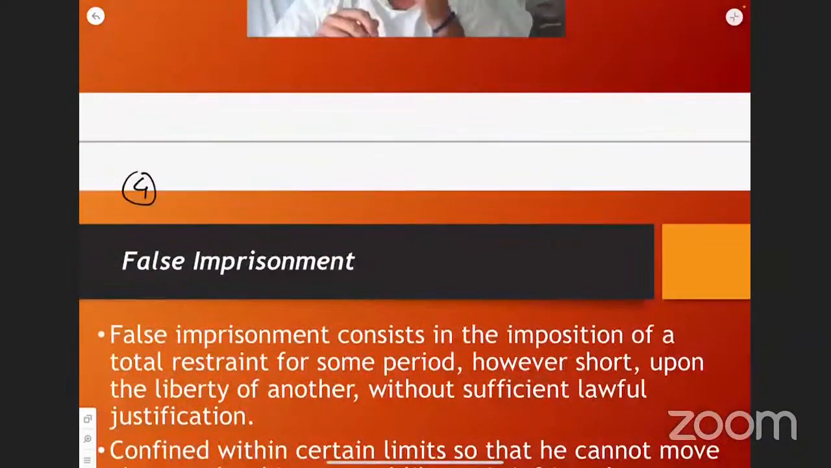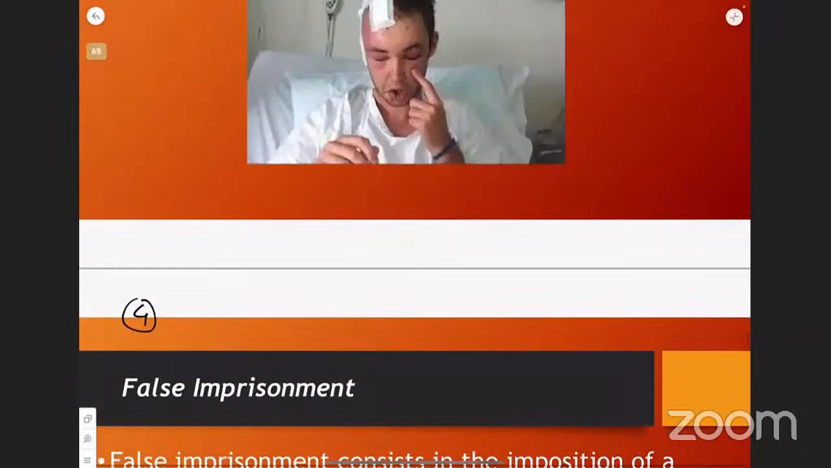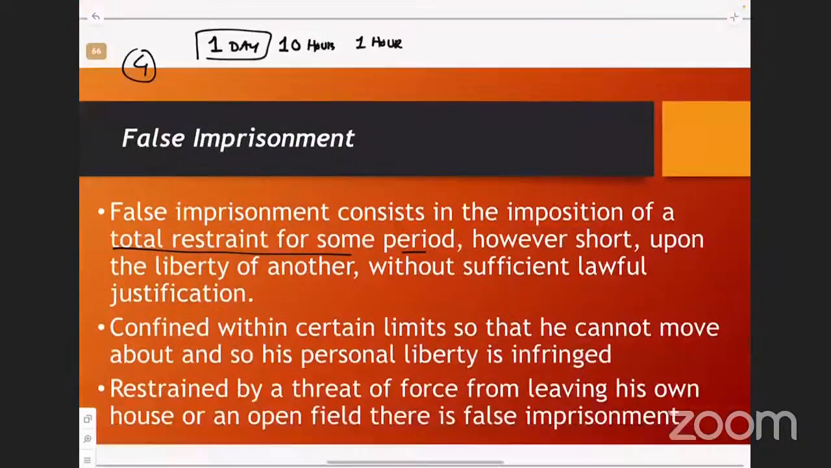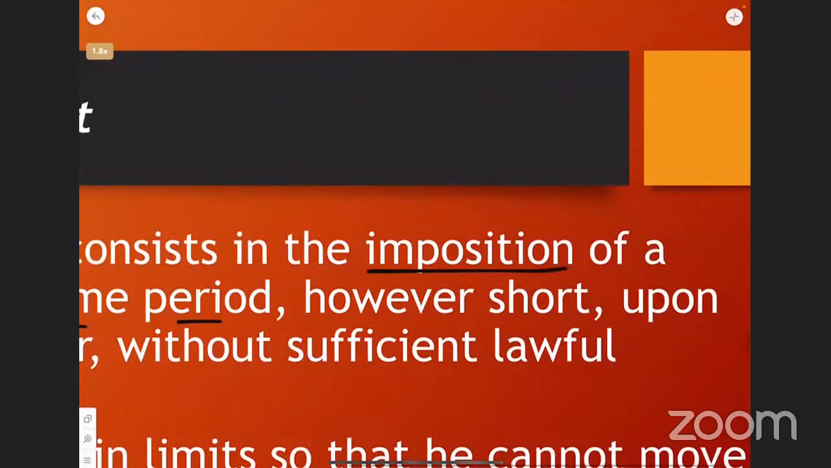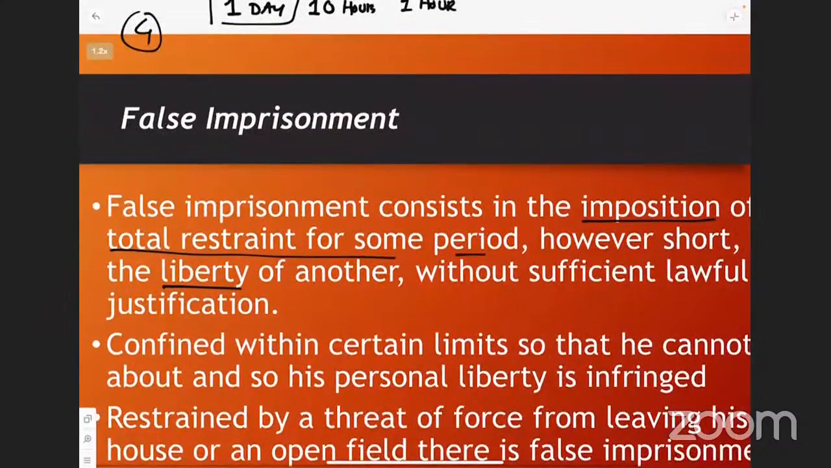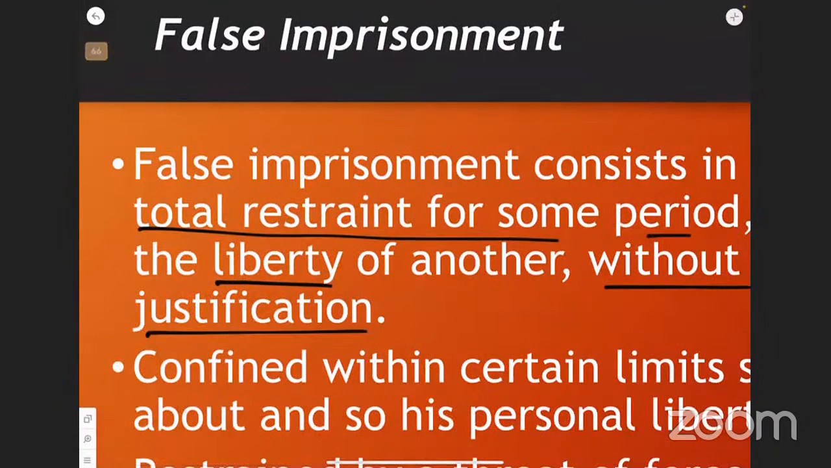Then the fourth one we come to is false imprisonment. What is false imprisonment? You are putting somebody inside four walls. So it is total restraint of some person for however short a period. That means you may put somebody in a room for 1 day or 10 hours or 1 hour. The amount of time is not relevant. Somebody being at home is different. But if you are stopping their liberty, then this is false imprisonment. Why? You are not the police. There is no sufficient lawful reason for you to confine somebody inside four walls.